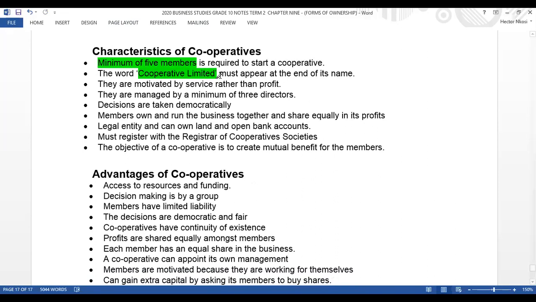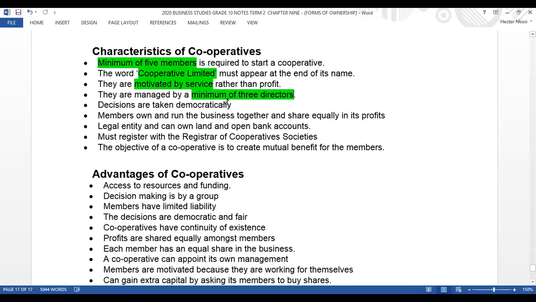They are motivated by service rather than profit. So basically their main thing is to offer a service, right? They are motivated by service rather than profit. They must be managed by a minimum of 3 directors, right? Decisions are taken democratically, which means there's a voting that takes place.